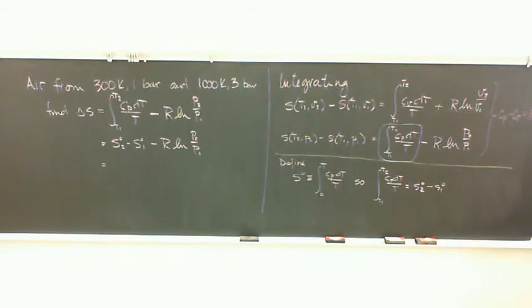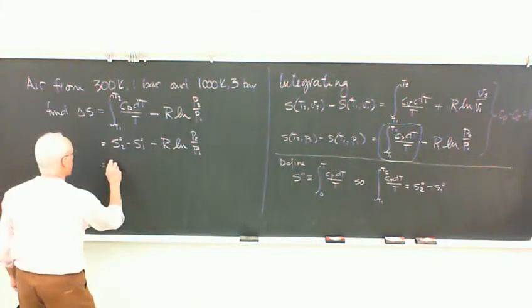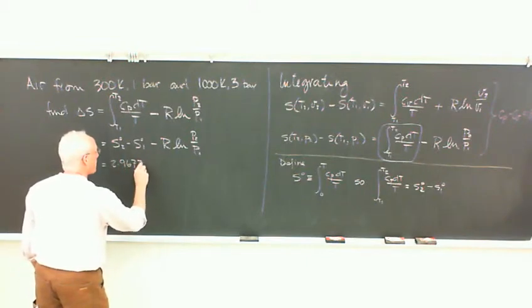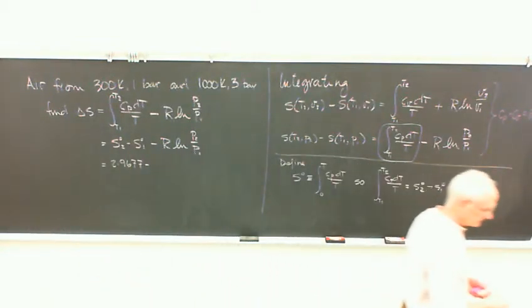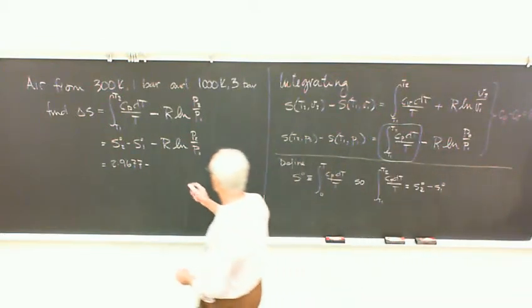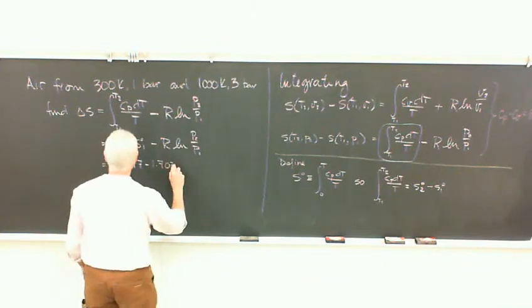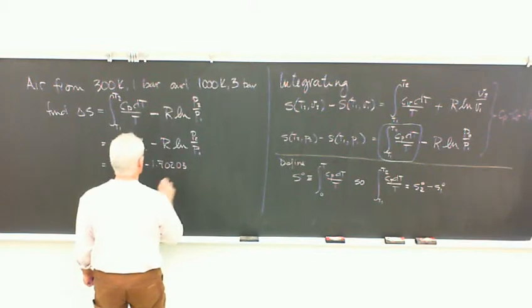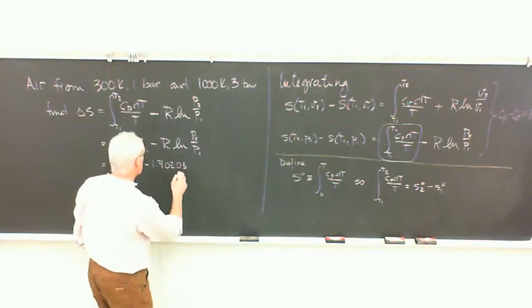So that's down here. At 1,000 degrees, S naught is the very last column, 29677. And at the 300K, we just go to the other side of the column. And again, the units are just what we need for entropy.